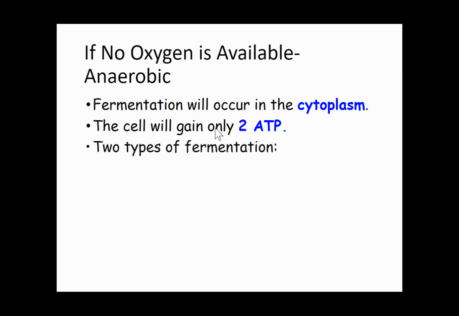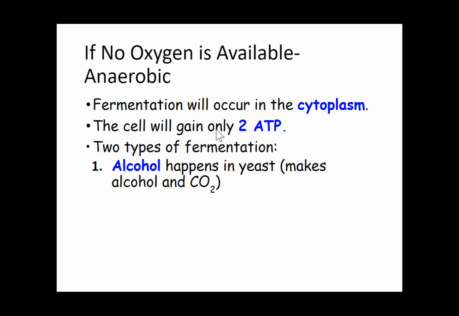There are 2 types of fermentation that can happen. The first is called alcohol fermentation. Alcohol fermentation happens in yeast, and it will make alcohol and carbon dioxide gas. So these are used in the brewing of things like beer. We also use yeast when making bread rise because of the carbon dioxide that's made.